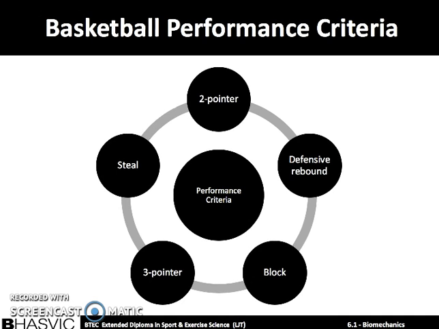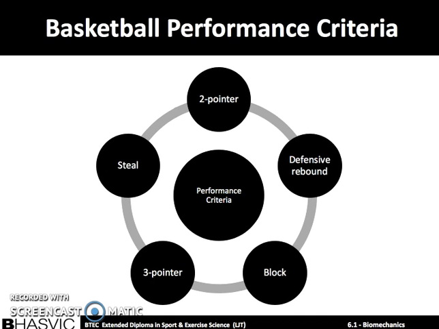A 2-pointer is a shot from inside or on the 3-point line, worth 2 points if it is made. This is typically used when the player has strategically played into that area with the intention of taking a shot. A 3-pointer is a shot made from beyond the 3-point line. You gain 3 points if you're successful. 3-pointers are mostly used in a scenario where you find yourself open or unmarked outside the 3-point line, or when none of your teammates are free inside the 3-point line.